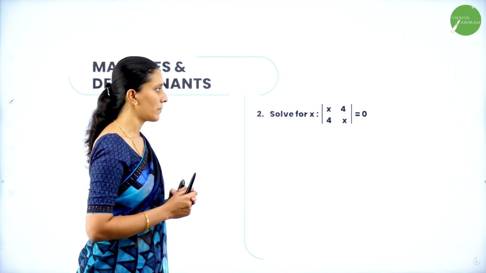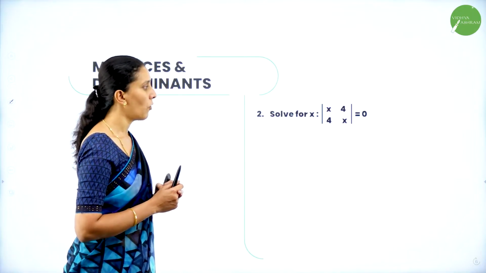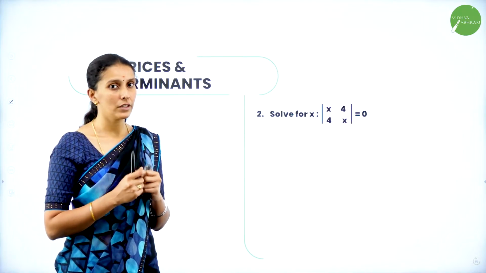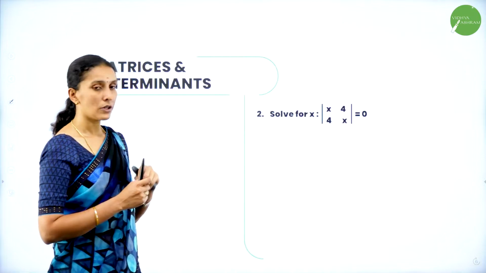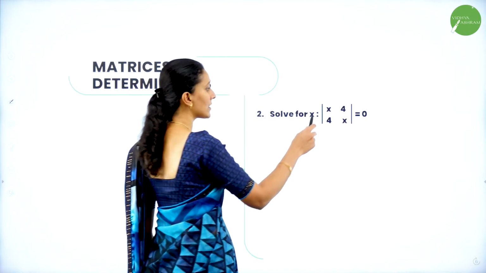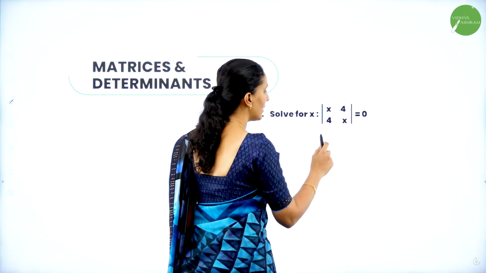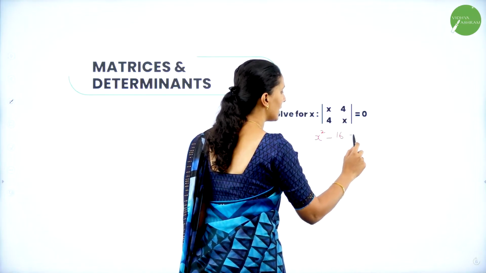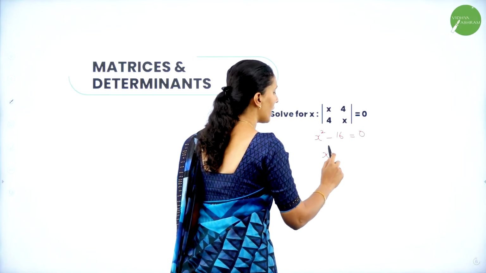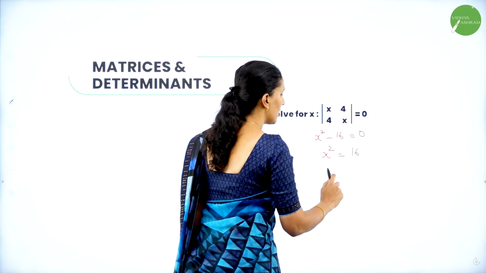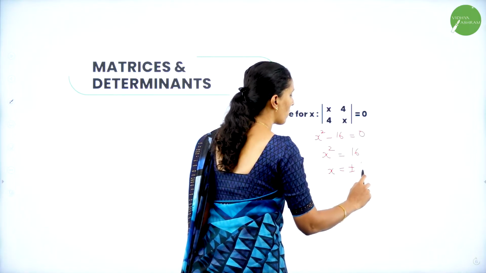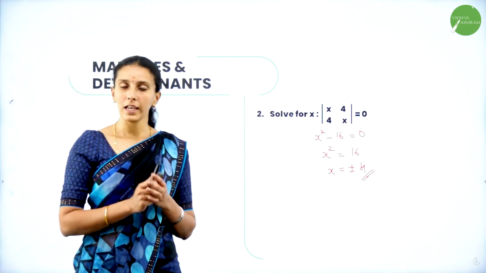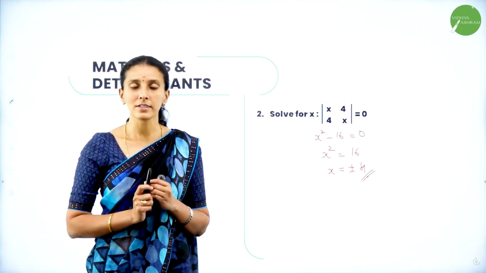Solve for x, where the determinant with rows x, 4 and 4, x is equal to 0. They have given the value of the determinant as 0. Since this is a 2 cross 2 matrix, it is very easy. The determinant is x into x, x square, minus 4 fours, which is 16, equal to 0. So, we have x square is equal to 16, x is equal to plus or minus 4. Since the value is in the set of real numbers, it may be plus or minus 4.